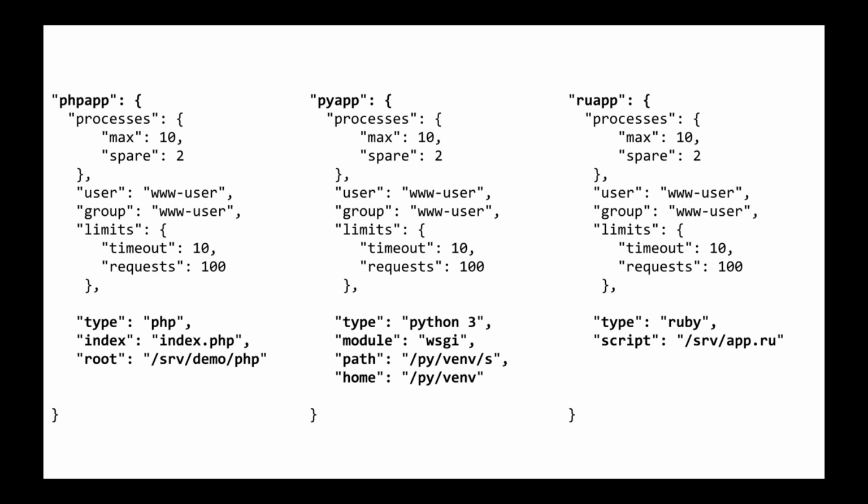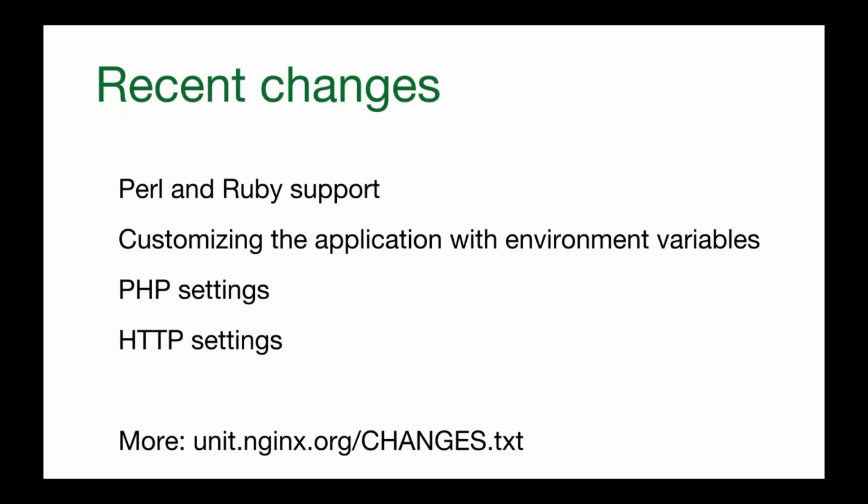And what you can see is that with Unit, you can have all of that configuration defined in a similar way. Now, if you look closely, PHP, Python, and Ruby are not exactly the same languages, and they don't have exactly the same settings. So some differences in the configuration do exist. You can see those differences at the bottom. But the style in how you define them is still exactly the same.